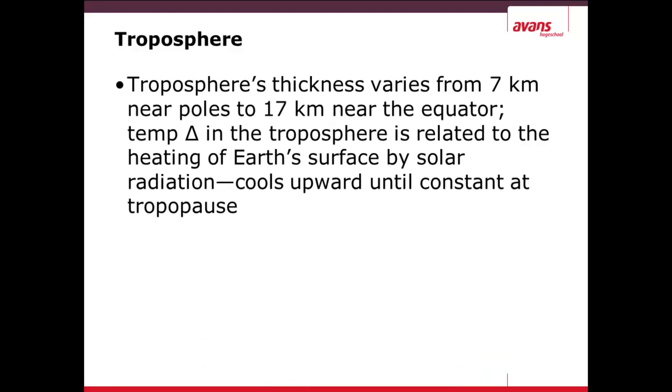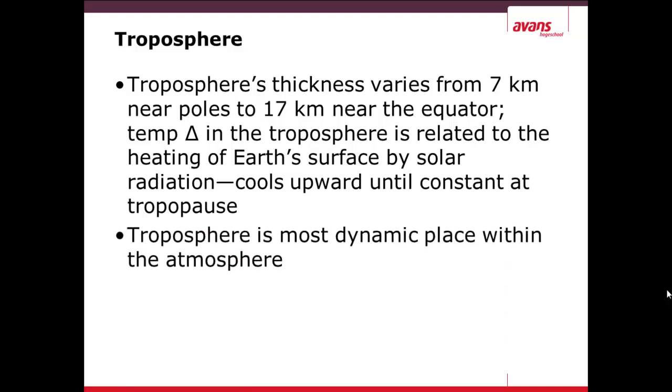The troposphere varies in thickness from about 7 km near the poles to 17 km near the equator. The change of temperature in the troposphere is related to the heating of Earth's surface by solar radiation, which means the sun's rays reach the surface of the planet and heat up the Earth. At the part of the troposphere closest to the Earth, it's warm. But as you go upward through the troposphere, you see a decrease in temperature, and the troposphere ends at a place called the tropopause.